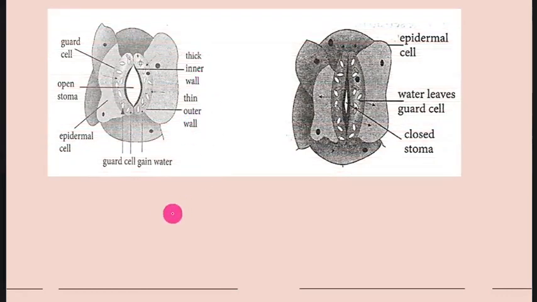So this is the guard cell gaining water here. When the guard cell gains water, this opening here is called the open stoma. This is because we have one stoma. When there are many, they are stomata, and when it's one, it's a stoma. So this is the guard cell and this is another guard cell.